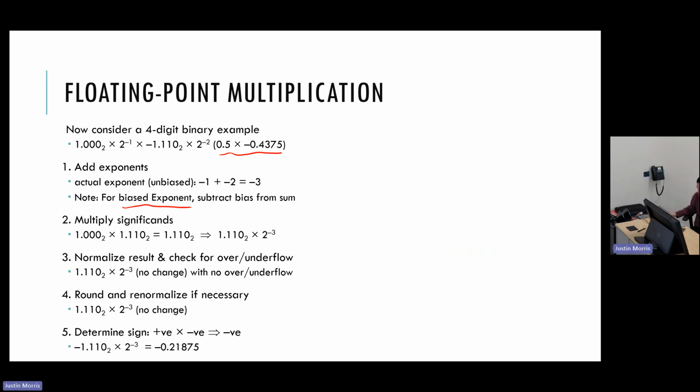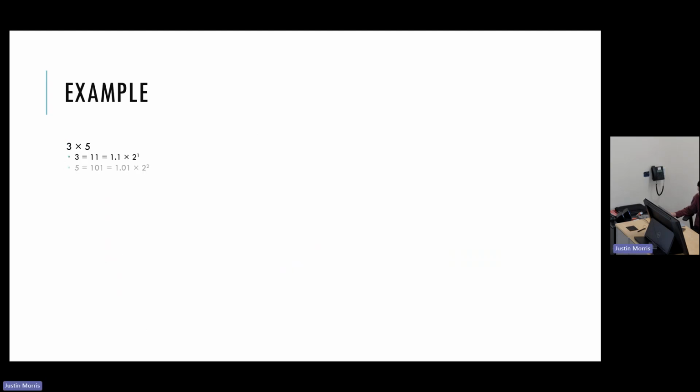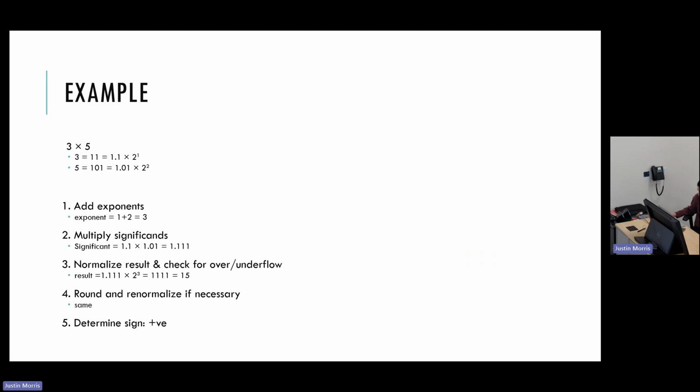The other thing is we needed to determine the sign, right? And it's positive times a negative, so the result is negative. Right. So if we want to do 3 times 5, right? This is 3 in floating point and 5 in floating point. Add the exponents, multiply the significands, and then normalize and round if we needed to. But in this case, we're not doing that, right? And we determine the sign: positive, positive gives us positive.